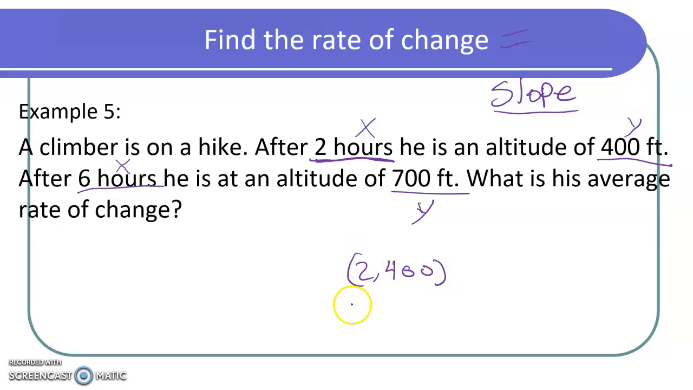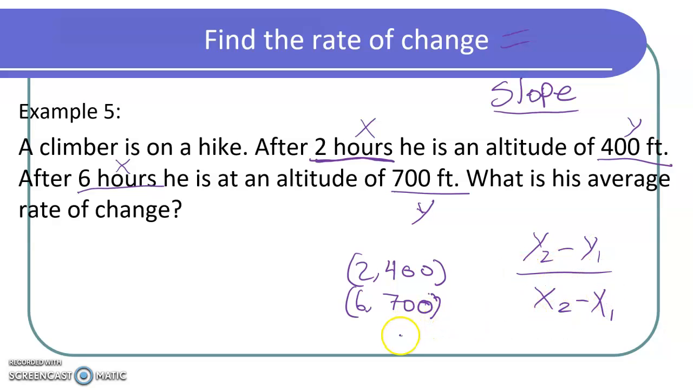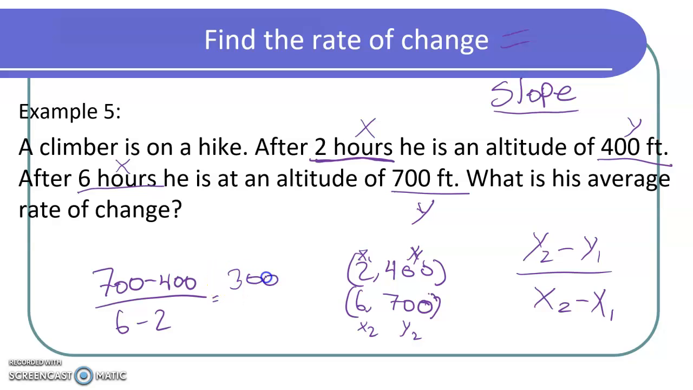And then all I've got to do is use the slope formula: y2 minus y1 over x2 minus x1. Set that up. I'll choose my y2 as 700 and my y1 as 400. So I have 700 minus 400 over x2 minus x1, 6 minus 2. I'm left with 300 over 4. And if you simplify that down, you should get 75 over 1.